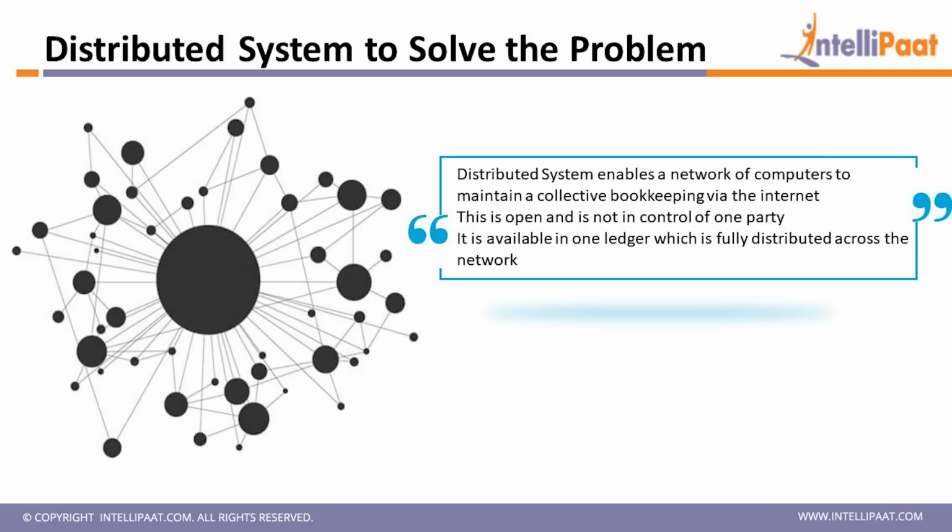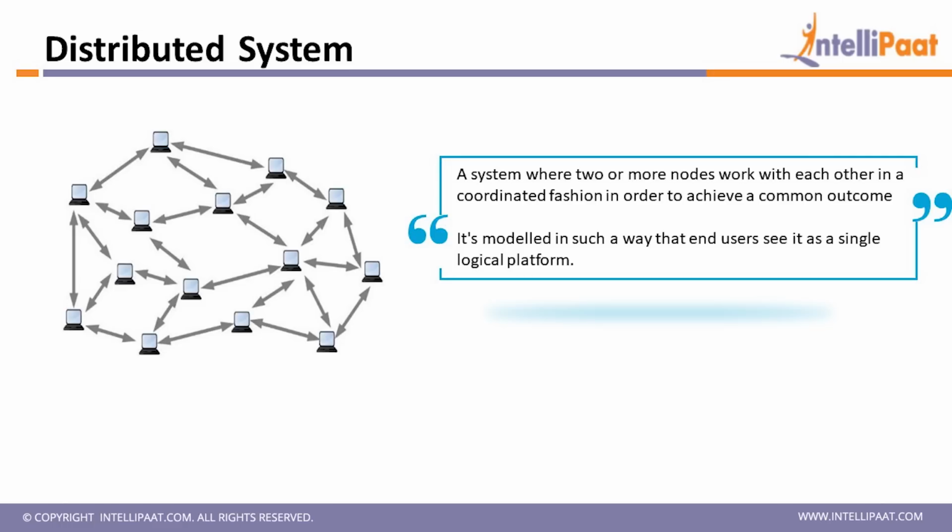This is open and is not in control of one party. It is available in one ledger which is fully distributed across the network. So there will not be any single authority controlling the information, and things are available in distributed ledgers, say computers or nodes. So how does a distributed system look like?